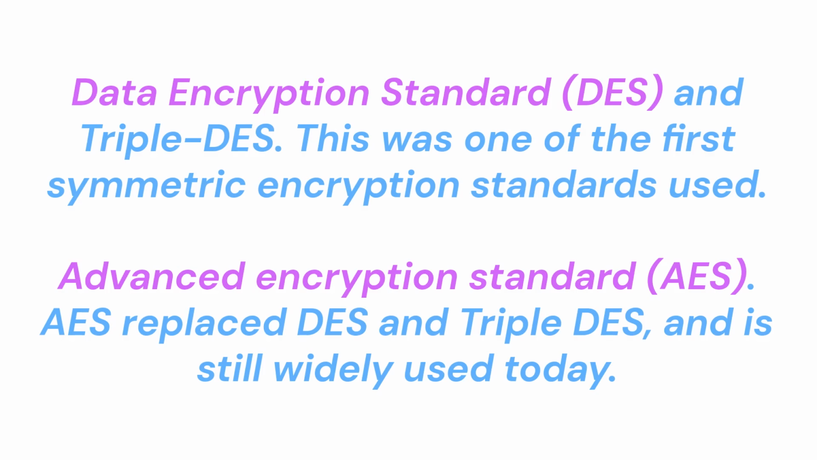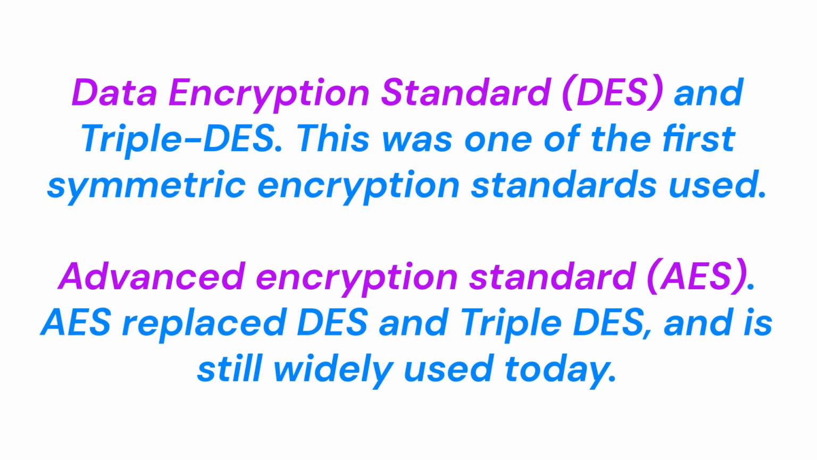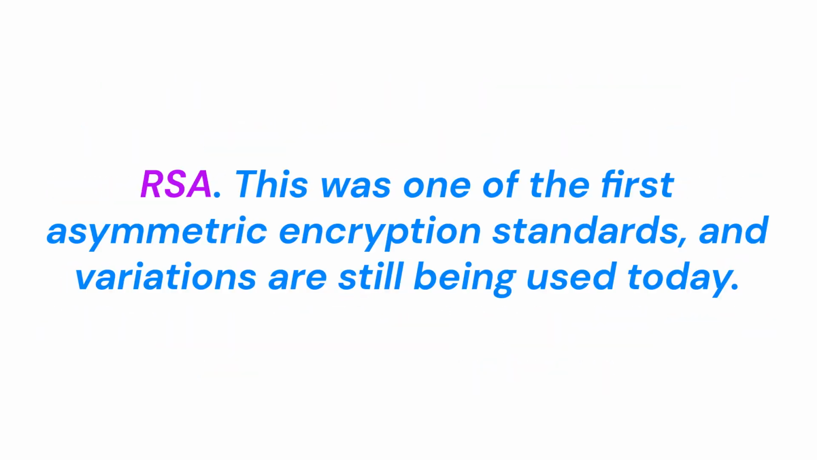Different types of encryption. There are several different types of symmetric and asymmetric encryption, and new versions are being invented all the time. Here are some that you may encounter. Data Encryption Standard, DES, and Triple DES. This was one of the first symmetric encryption standards used. Advanced Encryption Standard, AES. AES replaced DES and Triple DES and is still widely used today. RSA. This was one of the first asymmetric encryption standards, and variations are still being used today.